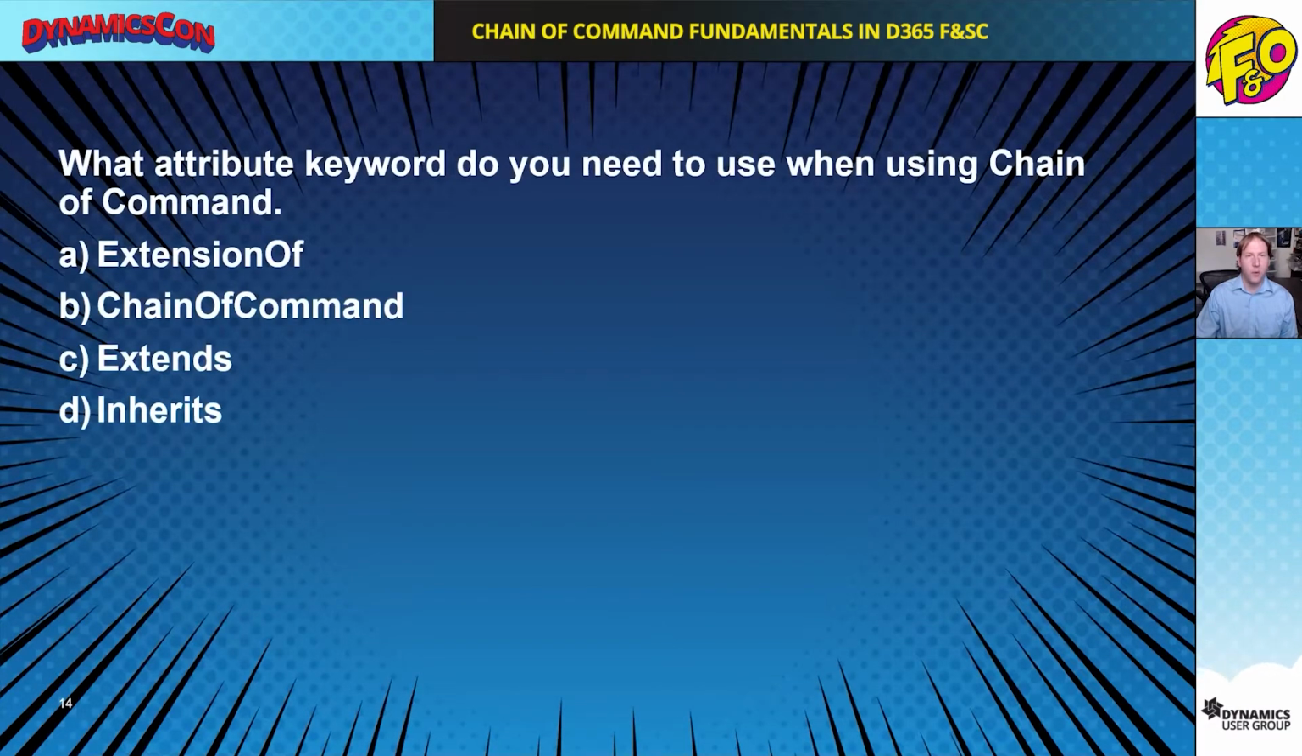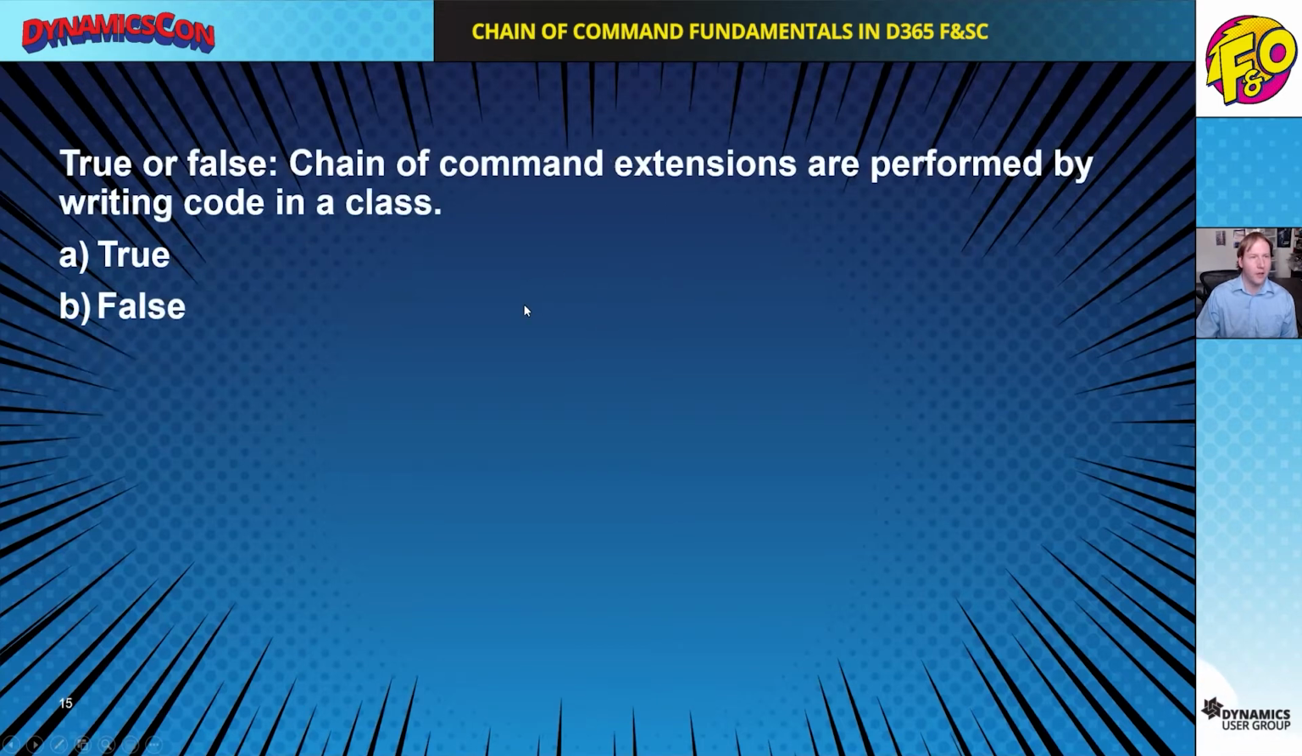What attribute keyword do you need to use when using chain of command? Extension of, chain of command, extends, or inherits. And the keyword is extension of. We need to use this function at the top in an attribute to tell the system, hey, this is the class that we're doing chain of command on.